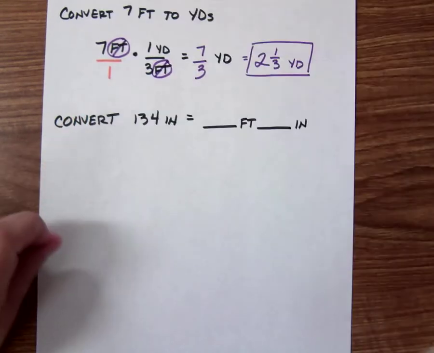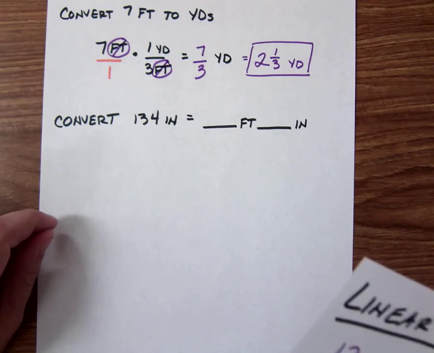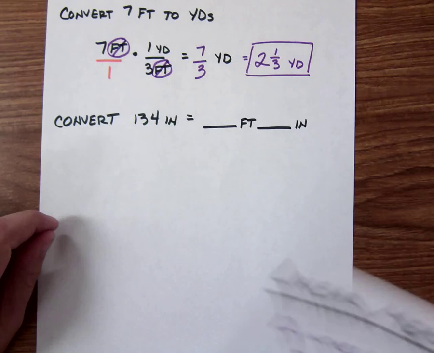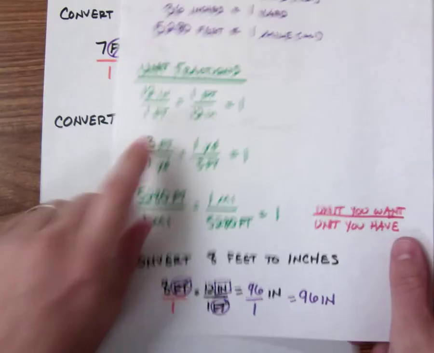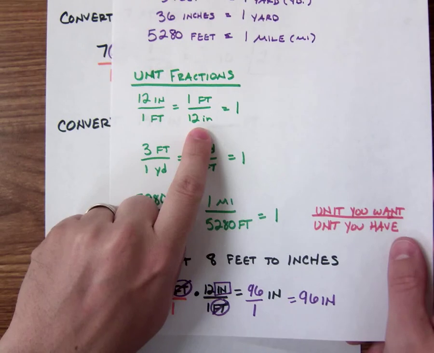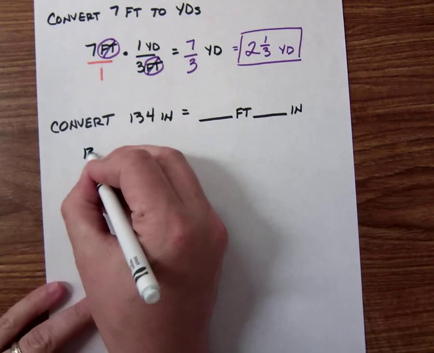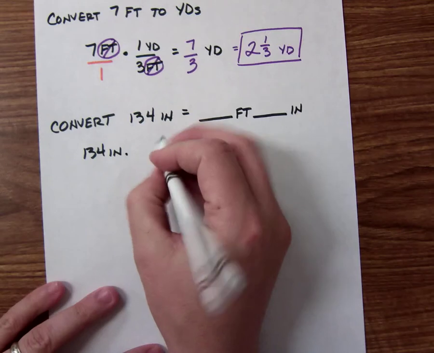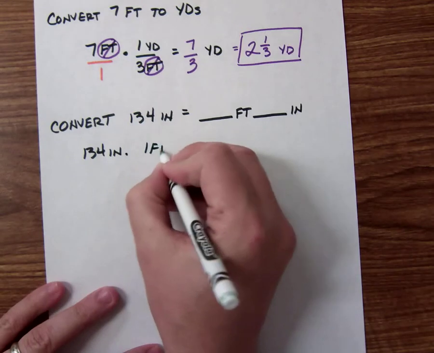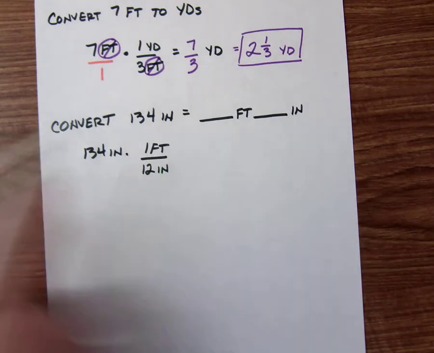What's the unit that I want, though? You want it in feet and inches. Yeah, I want both of them. What's the unit that I have? You have it in inches. I have inches, so I'm going to use the fraction with inches on the bottom, because I have inches. So I'm going to take the 134 inches and multiply by 1 foot is equal to 12 inches, like that.